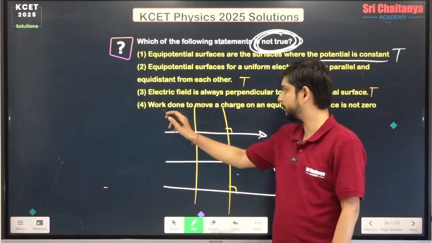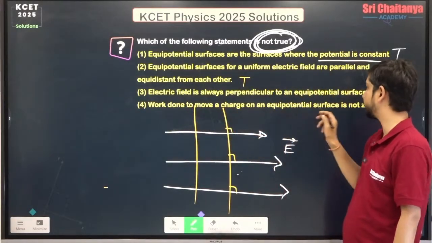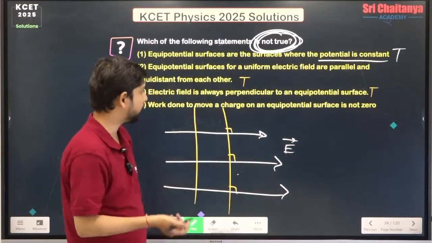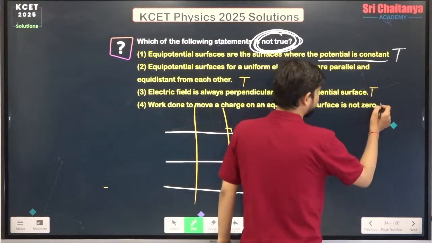Now let's talk about the last statement. Work done to move a charge on an equipotential surface is not zero. No, it is zero. So this statement is false.